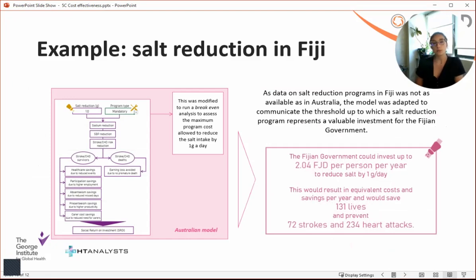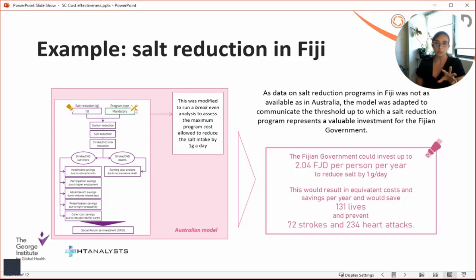Now, the second example that I want to show you is a different type of analysis. This analysis aimed at assessing the economic value of implementing population-wide salt reduction programs, in this case in Fiji. In this case, we used a different methodology, which is more designed to demonstrate the value for money of healthcare and community funding decisions.